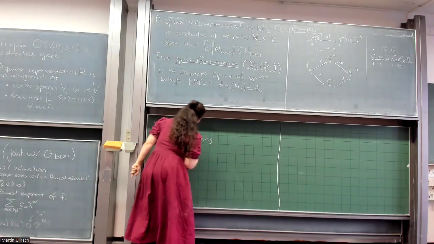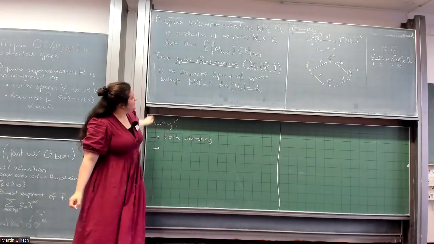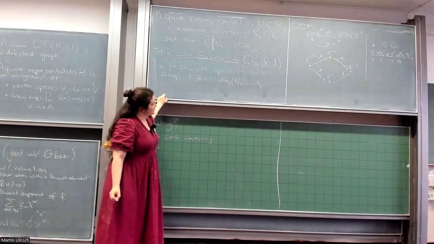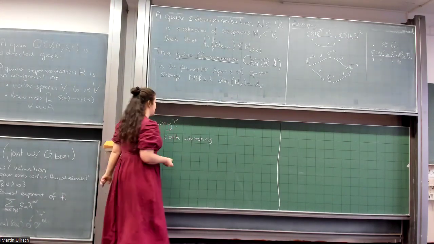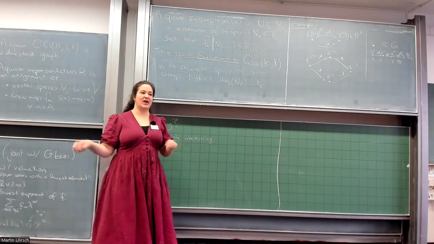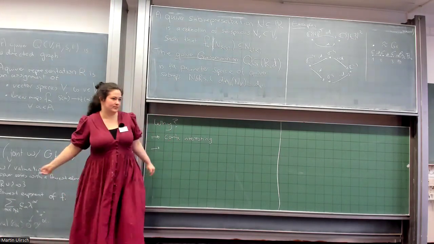But they are also interesting from an algebraic geometry point of view. And there's a result from Reineke from the early 2010s that every projective variety you can express as the quiver Grassmannian of a certain quiver.